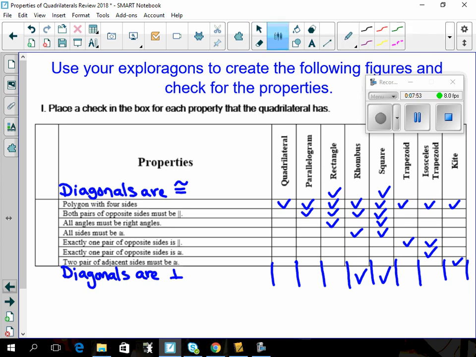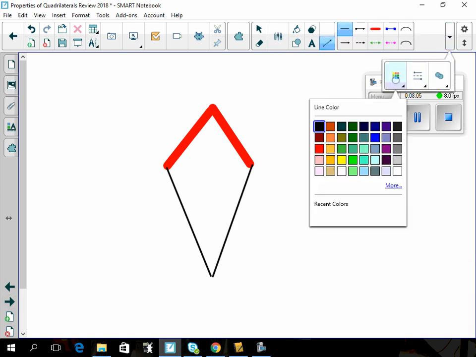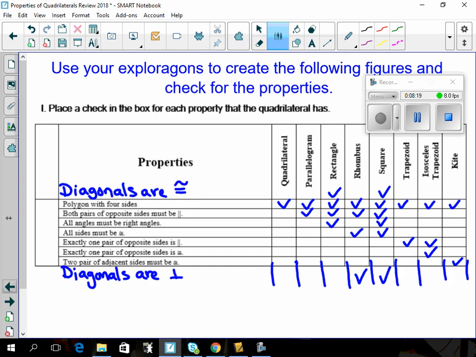I'll give you a hint. It has something to do with the diagonals. Draw your diagonals with your pencil. Daisy, what do you think? If I draw in my diagonals here, here's one, and here's the other, what do you notice? They're perpendicular. Yeah, they form a right angle, okay? So that's true about kites. The diagonals are, in fact, perpendicular.